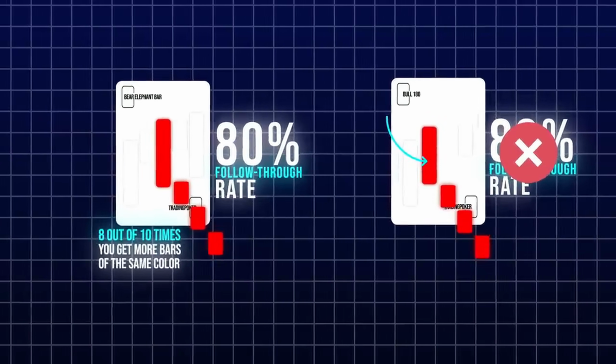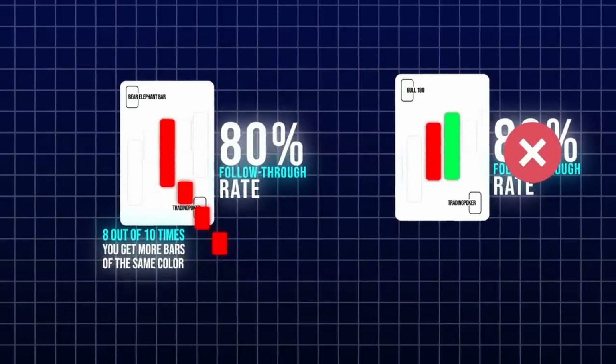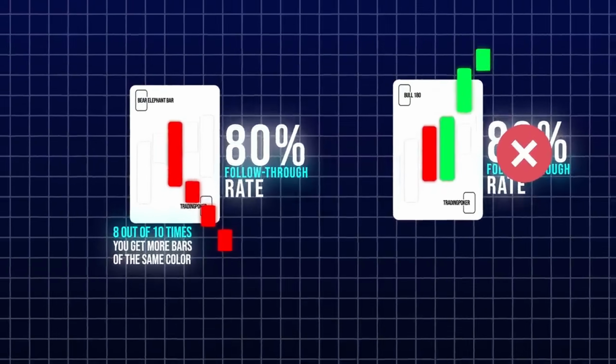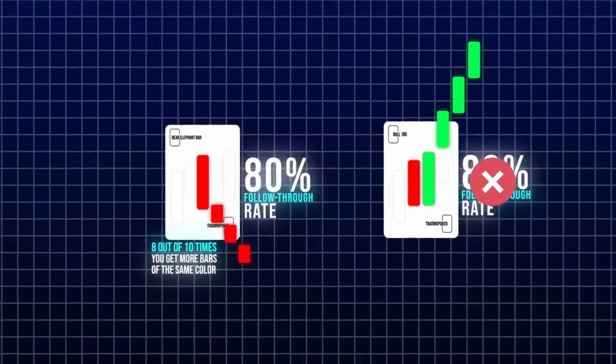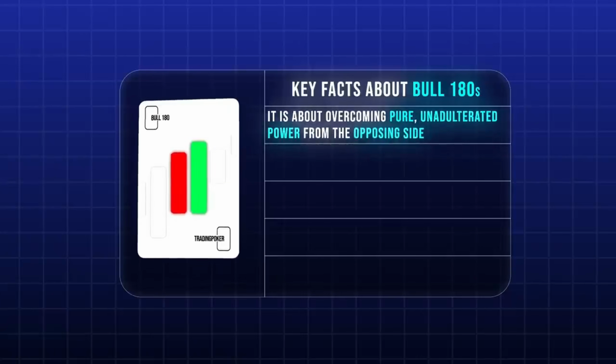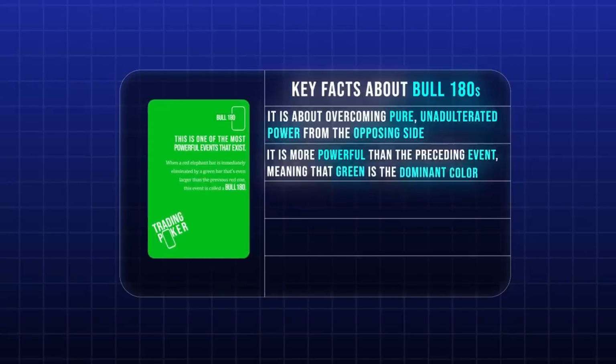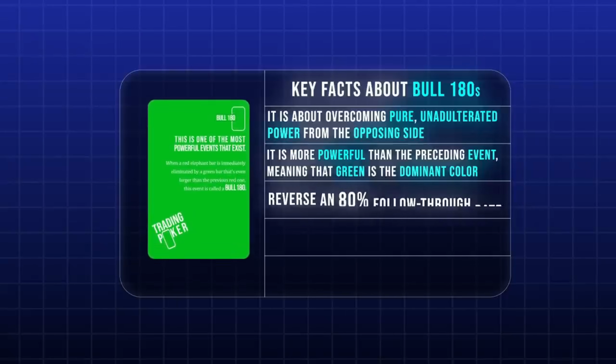When a solid elephant bar doesn't follow through, and it gets neutralized as it does in the bull 180, it's typically bigger on the upside than it would have been on the downside. These are just a few of the reasons why the 180 is so powerful. It is overcoming clear, unadulterated power from the opposite side, showing that it is so powerful. It is more powerful than the powerful. So the green power is more powerful than the powerful. It is so powerful that it is reversing something that has an 80% follow-through rate.